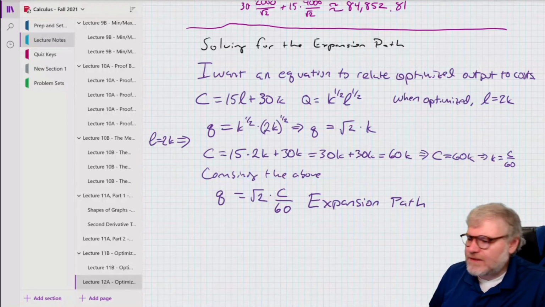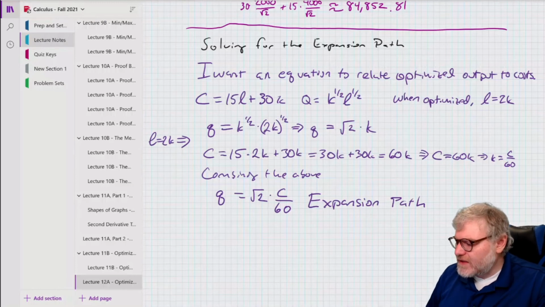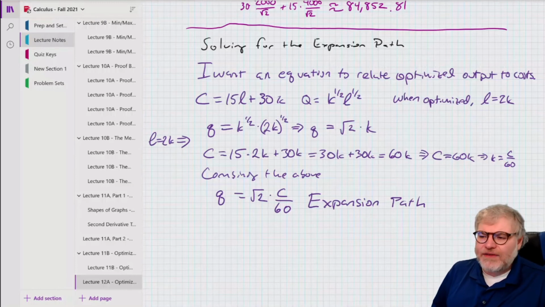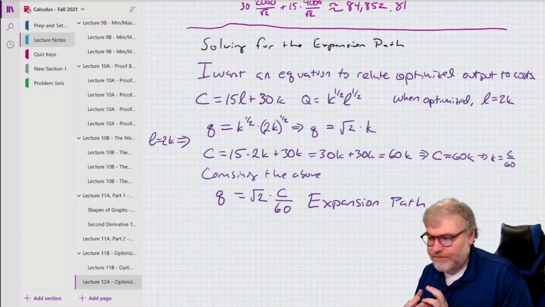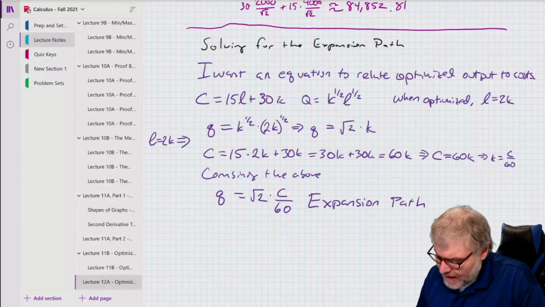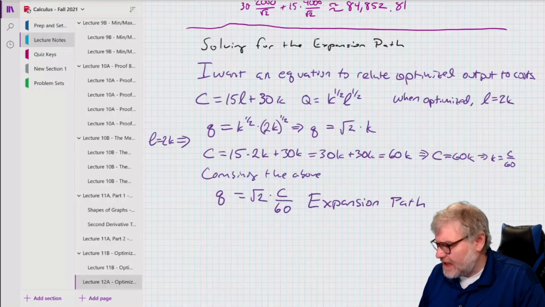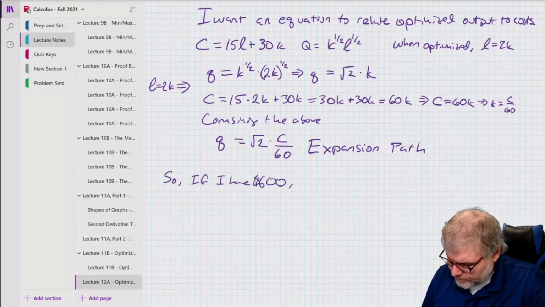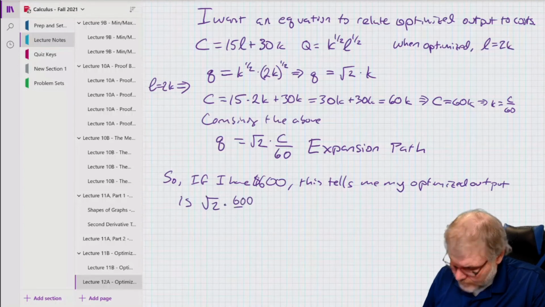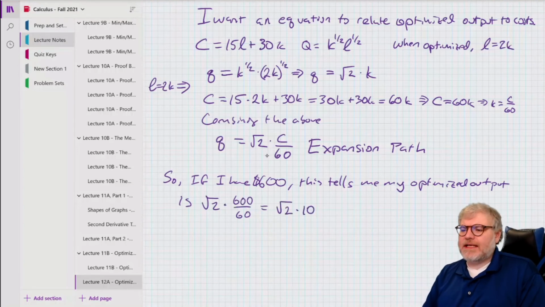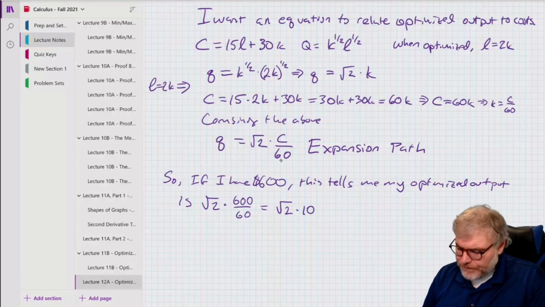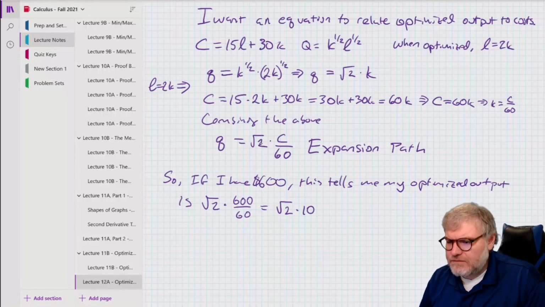Okay. And that's called the expansion path. Well, the expansion path tells me how this is going to grow, and it tells me that I have constant returns to scale. Okay? So if I had $600 and I was making the simoleons, and I was making the explosive tennis balls, this would tell me for $600 I could make square root of 2 times 10 of them.